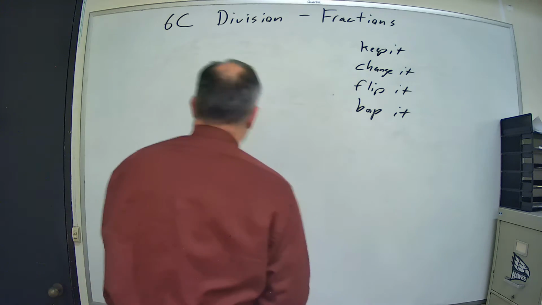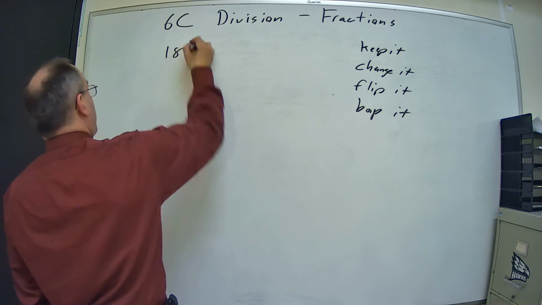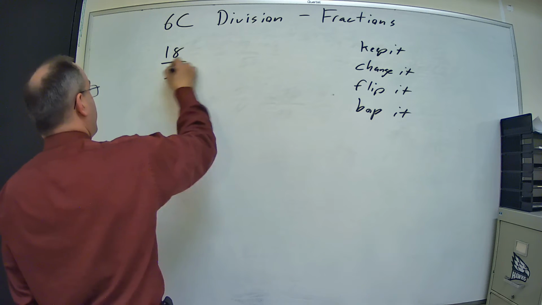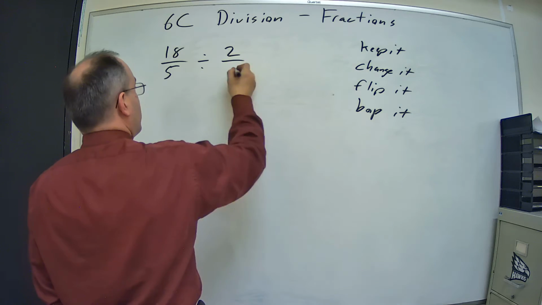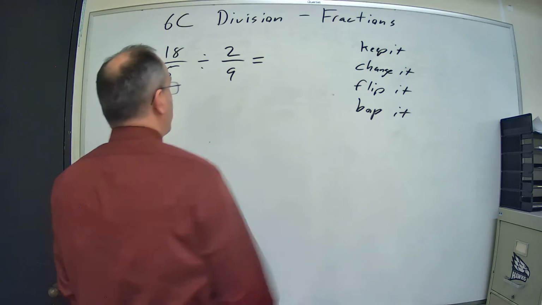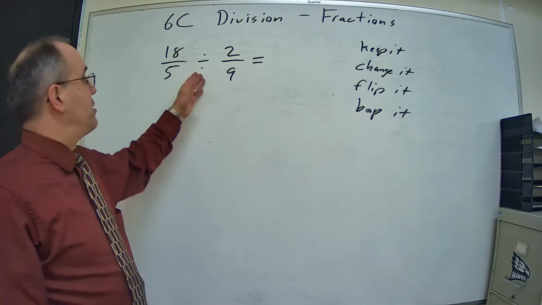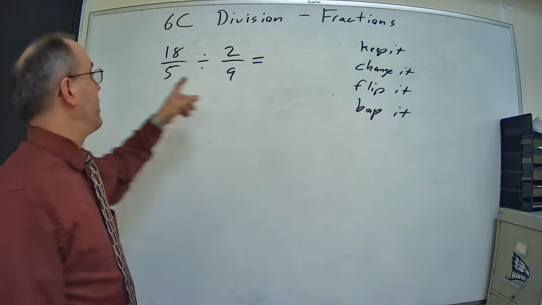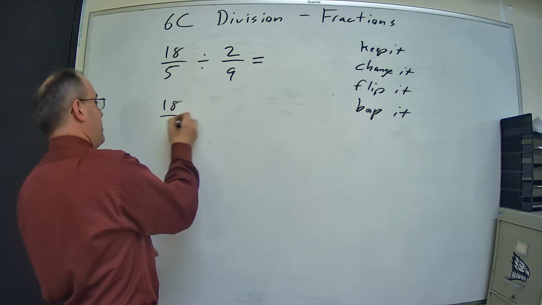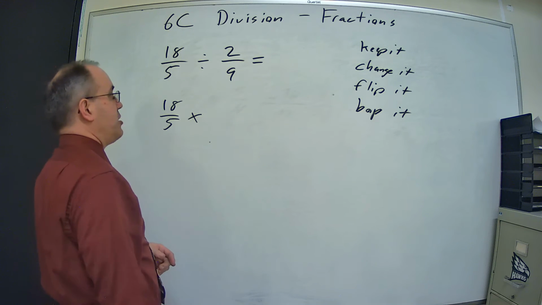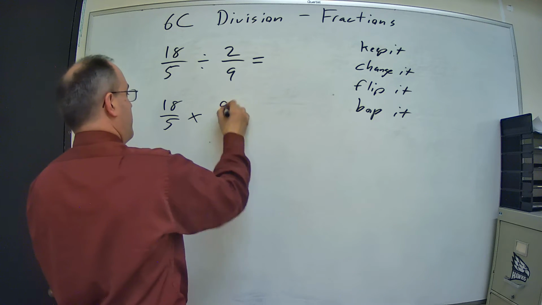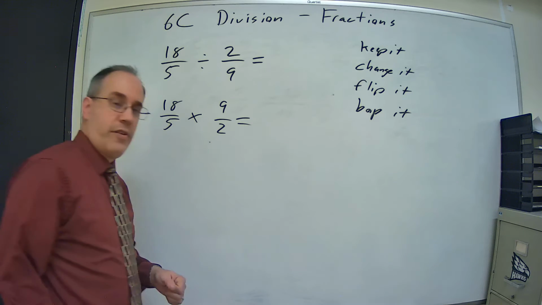Let's try another one. 18/5 divided by 2/9. Okay, it's a division problem involving fractions. We're going to keep it as 18/5. We're going to change it from division to multiplication, and we're going to flip it from 2/9 to 9/2.